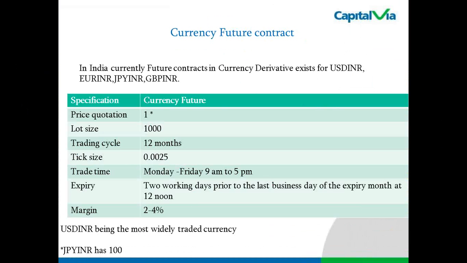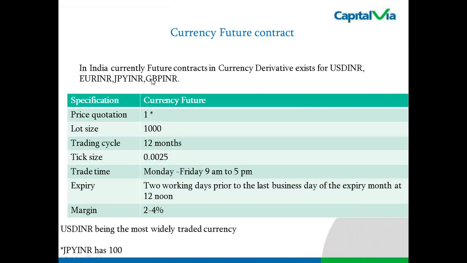Now the mechanism of what a currency future contract is, and how currency future contract trading takes place. In India currently, future contracts are available for 4 currency instruments: USD INR, Euro INR, JPY INR, and GBP INR. There are 4 currencies, all quoted against INR. Currently we do not have a cross currency instrument wherein you can trade USD Euro. You cannot trade USD Euro or JPY Euro.